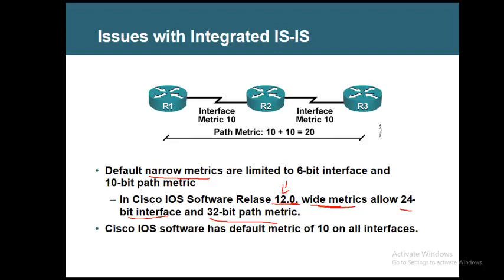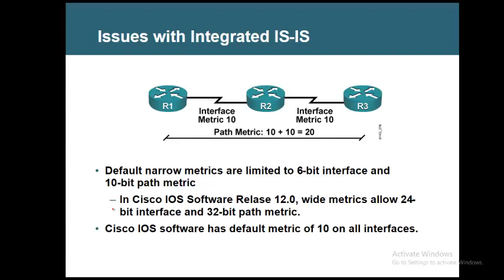If it is wide metric, on a single port you can have a metric of some million. 24 bits, no? And the total is 32 bits. But if it is narrow metric, it is only 6 and 10. Don't forget this. This is something many people do not properly learn in ISIS class. Because when we ask the question, what is the difference between wide metric and narrow metric, they don't have an answer.